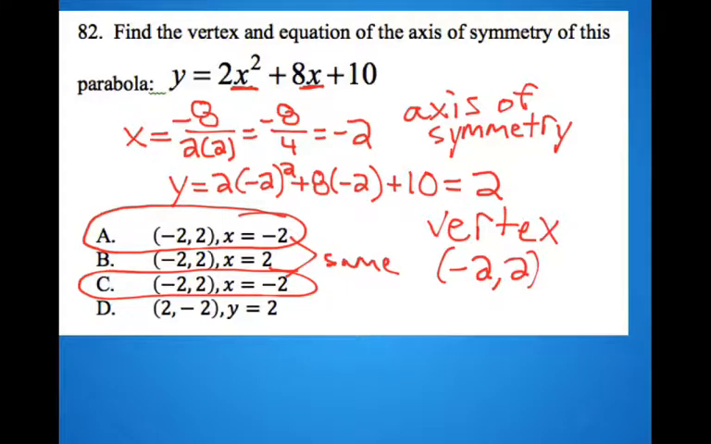And your axis of symmetry. And it looks like we have the same answer there twice, so it's A and C. Sorry about that.